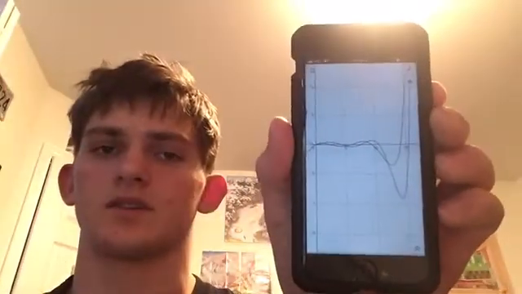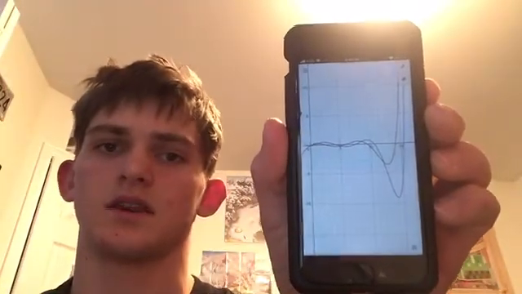Here is what the acceleration and the velocity Taylor polynomials look like together. And that concludes my video on using Taylor polynomials on real-world data.